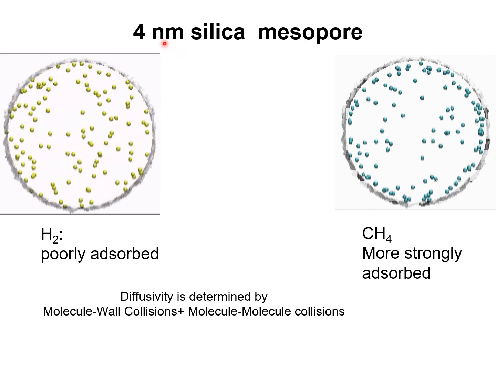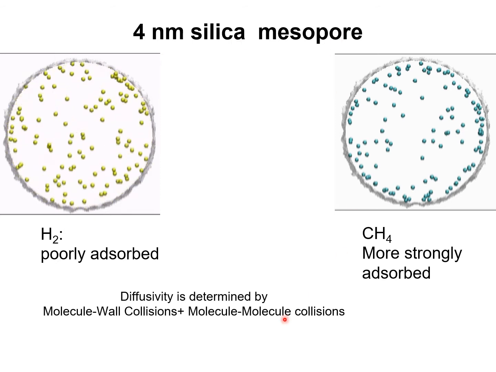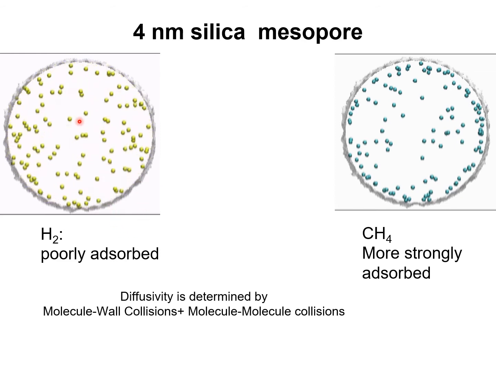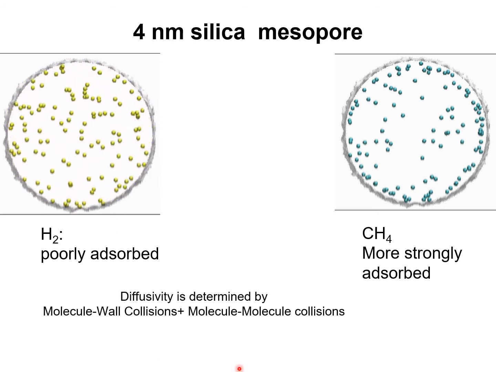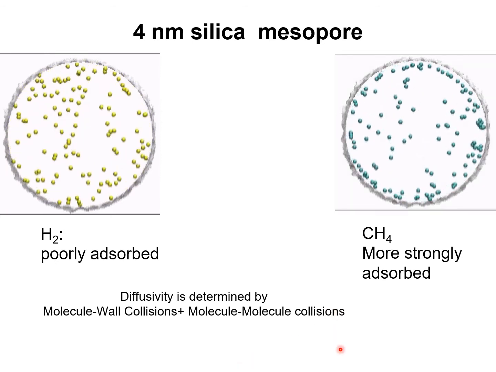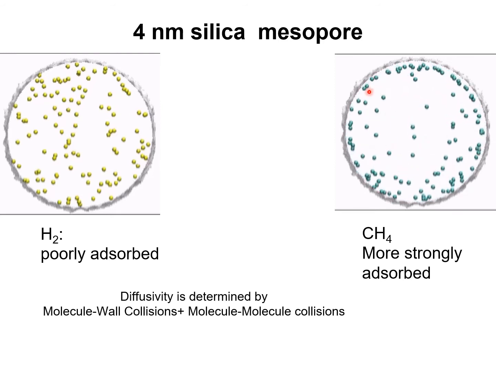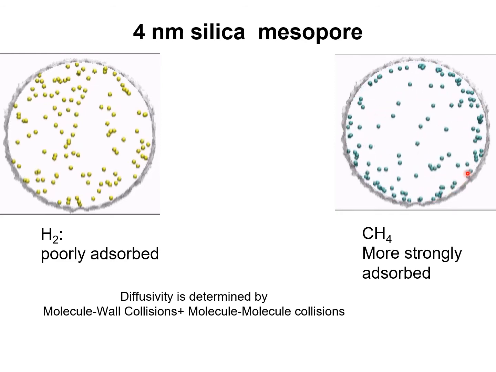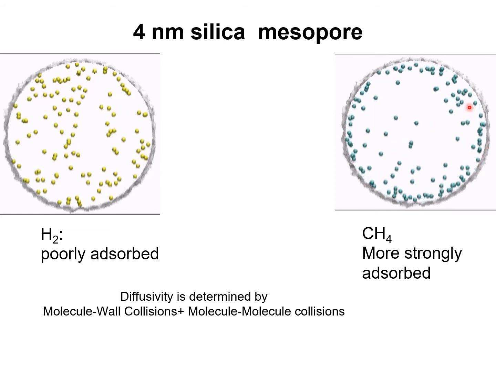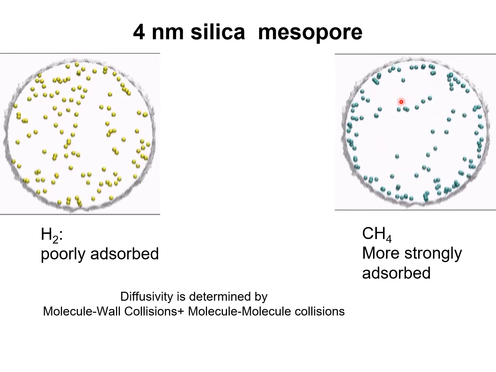We look at animations of the motion of hydrogen molecules inside a 4 nanometer silica mesopore, and we note molecule wall collisions taking place as well as molecule collisions in the central core region. For methane, there appears to be a larger concentration of molecules near the pore wall because the interaction energies with the pore walls are more significant, and methane is more strongly adsorbed and appears to have a higher concentration near the pore wall and a lower concentration of methane molecules in the central core region.